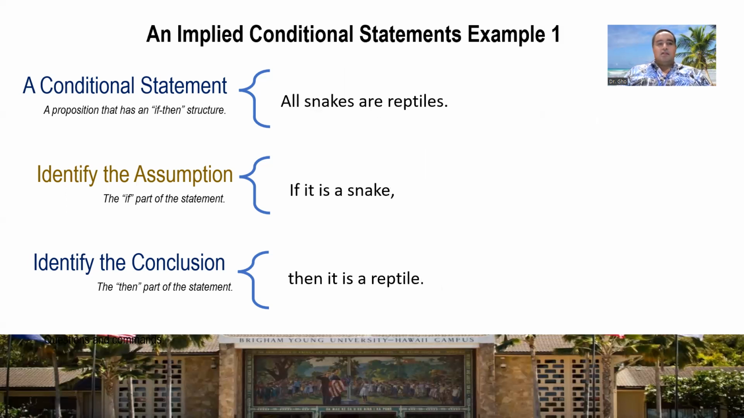So let's look at some conditional statements. Here's one. These are called implied conditional statements. It's not quite as explicit as the other ones, but it's still there. The conditional statement here is all snakes are reptiles. So the assumption here is if it's a snake, and then the conclusion is then it is a reptile.